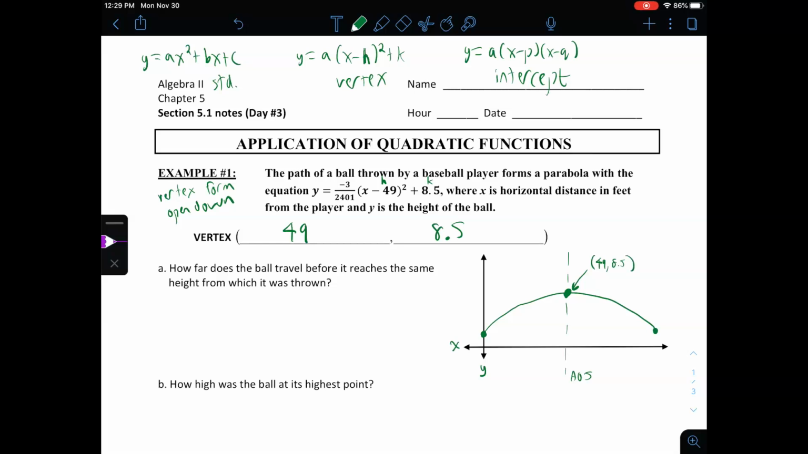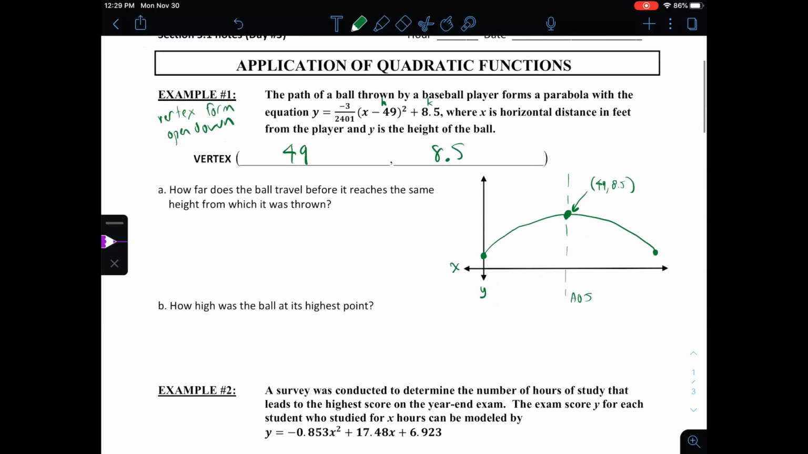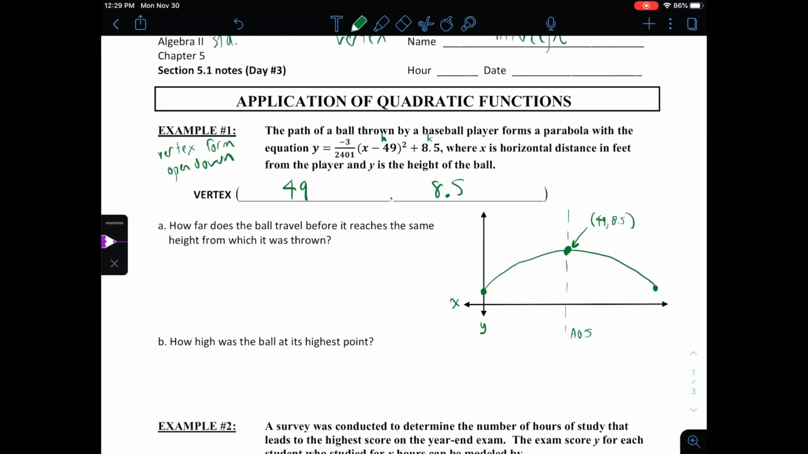Well, this helps us answer one of our questions already. It says, how high was the ball at its highest point? The vertex is the highest point of an open-down parabola, so that's easy. Is it 49 or 8.5? If you look, x is the horizontal distance and y is the height of the ball. So 8.5 is going to be our highest point of the ball: 8.5 feet.